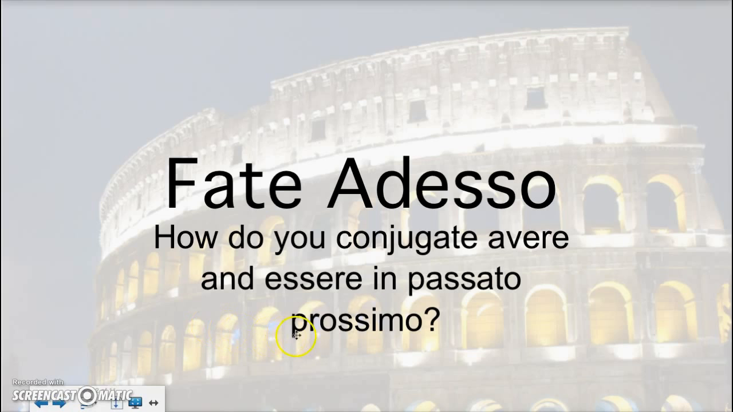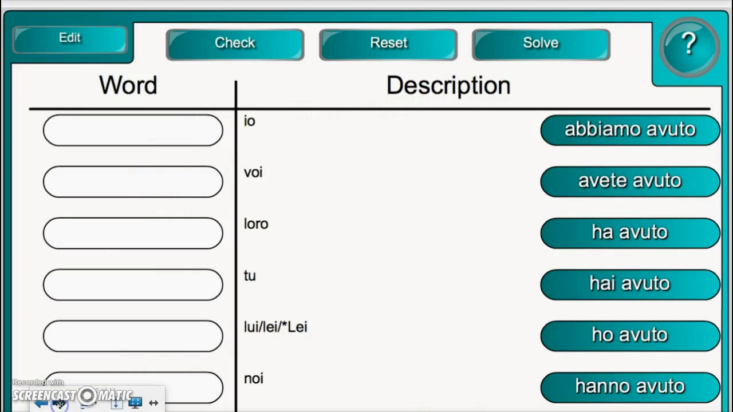Okay, so like I said, this would be my do now. It says fate adesso, which is do now in Italian, and so how do you conjugate avere and essere in passato prossimo? And like I just said, this is just to get the students thinking what they need to be orienting themselves to for the lesson.